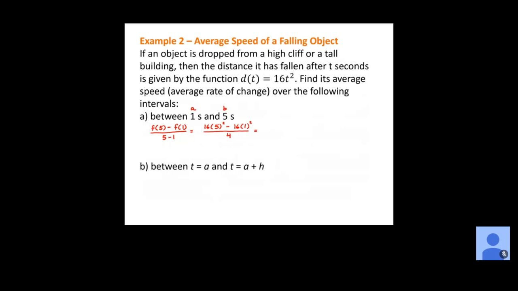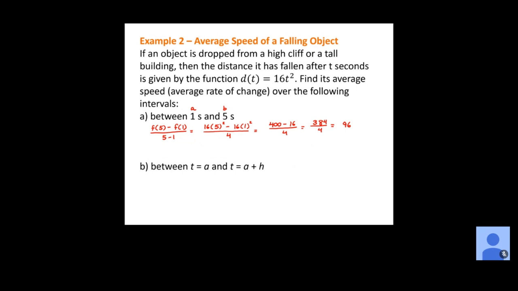Now it's just a matter of simplifying what we have in the numerator. So what's 16 times 5 squared going to be? Should be 400, good. Minus, what's 16 times 1 squared? Just 16. Now if we subtract that, 400 minus 16 should be 384. And if we divide that by 4, what do we get? 96. Good.